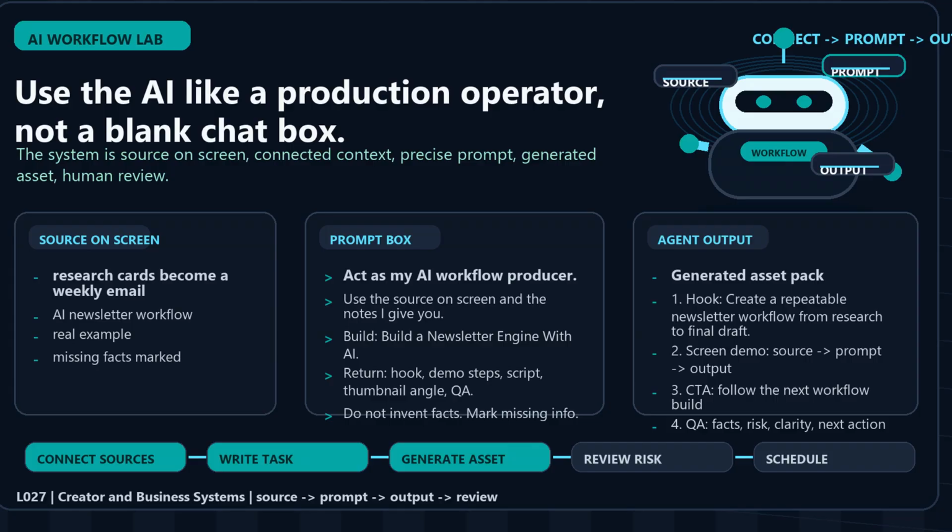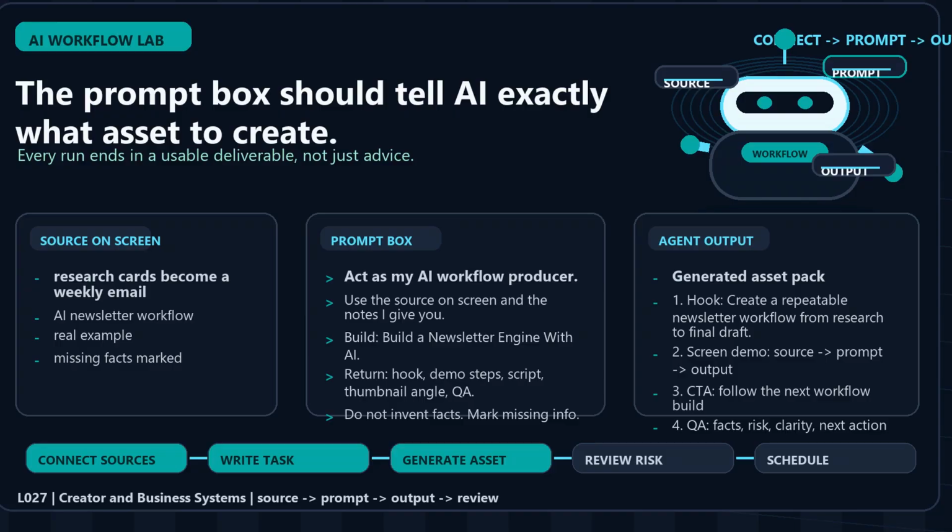Third, write the prompt like a production request: act as my AI workflow producer, use the source on screen, build a newsletter engine with AI, return the hook, demo steps, script, thumbnail angle, and quality checks. That is the system. Source, context, prompt, output, review. It is simple, but it is much stronger than asking for a random idea.